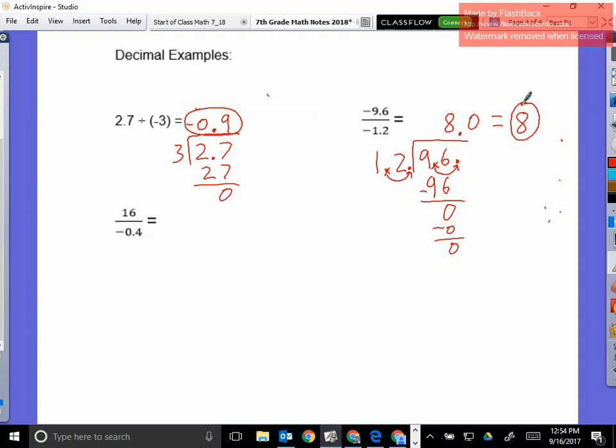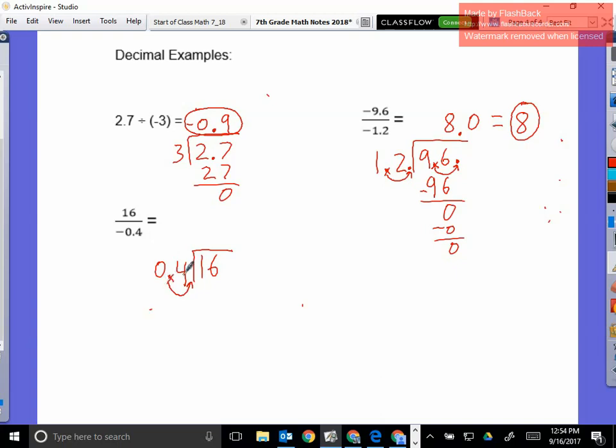One more example for you guys here. Same type of thing. We got this division bar here. The number on top is going to get divided by the number on the bottom. So 16 is going to go on the inside, and 0.4 is going to go on the outside. Same thing we did in the other problem. Our number on the outside, 0.4, we have to take this decimal point and move it to the very end of the number.